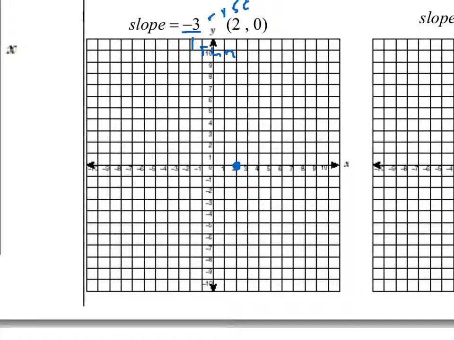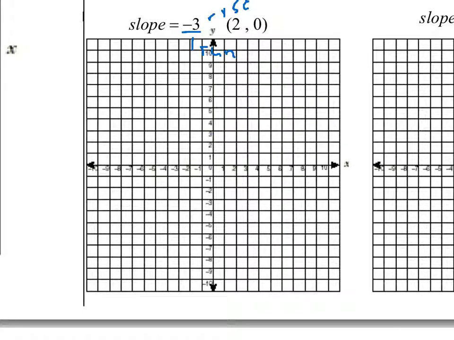Now we just follow. Rise over run. Rise, 1, 2, 3. Run, 1. Good. I see some hands up. What's wrong with what I did? The 3 is negative. The 3 is indeed negative.